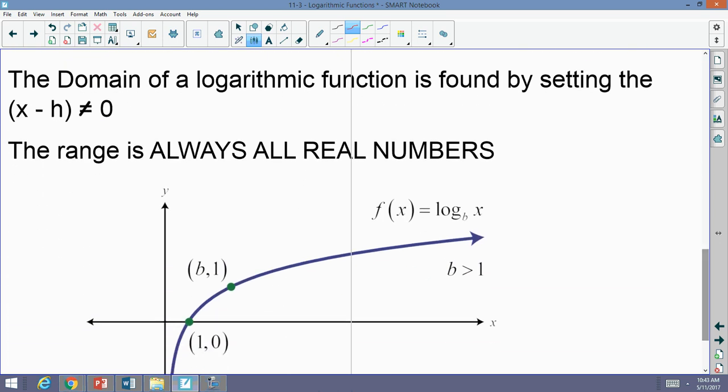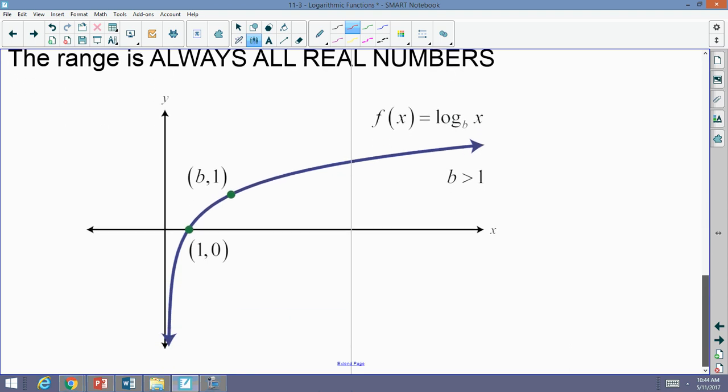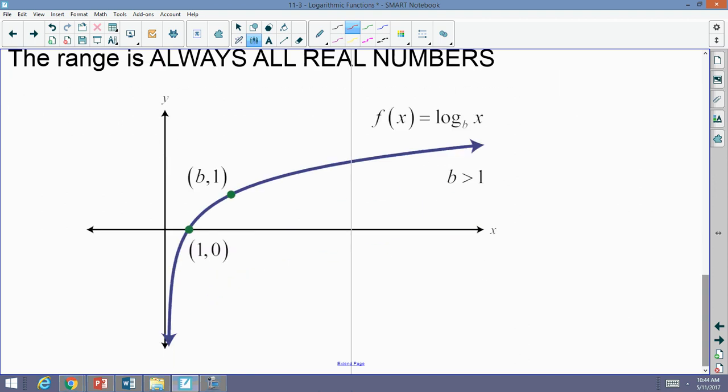The domain of a logarithmic function, guys, is found by setting x minus h to not equal 0. You can never, ever have a negative value for the x in a log. Why? This is a logarithmic function, the most basic of all logarithmic functions. And the way this works is, as you can see, this is my asymptote. I'm going to get real close to that y-axis, but I'm never going to cross it.